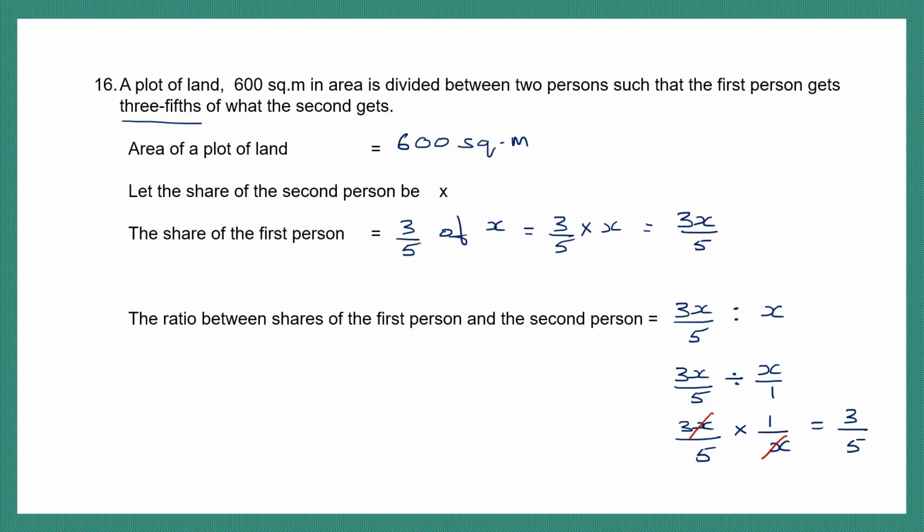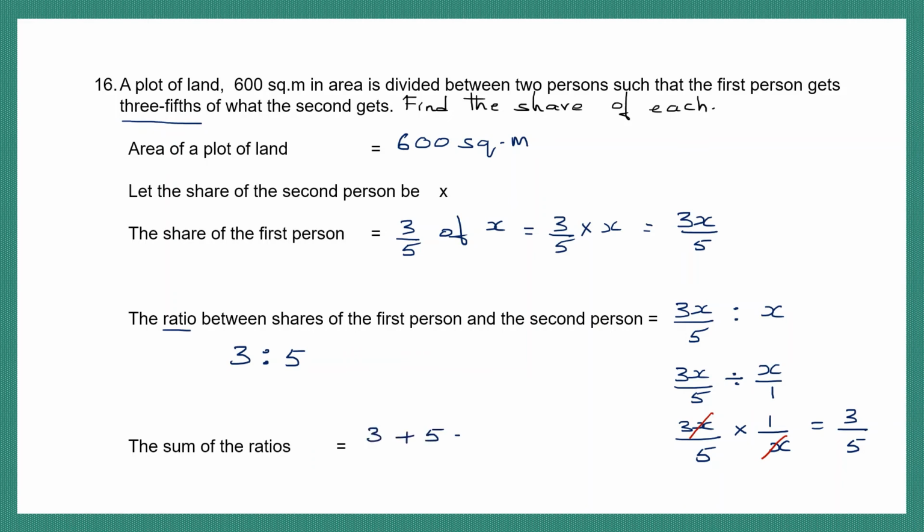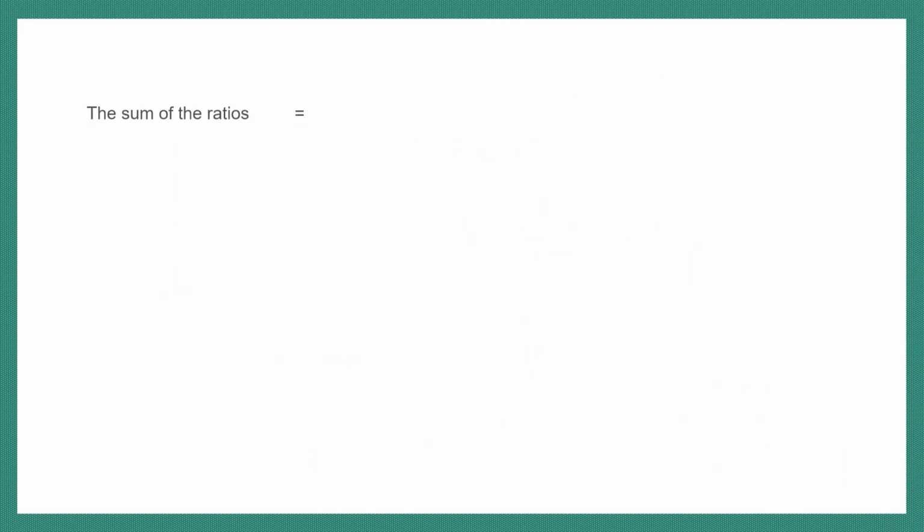So here I've been asked about ratio. The ratio will be 3:5. Okay, now we need to find the share of each person. How much did each person get? So for that, we have to first find the sum of the ratios. That will be 3 plus 5 equals 8. So now we're going to continue with this. The sum of the ratios, we're going to use that.